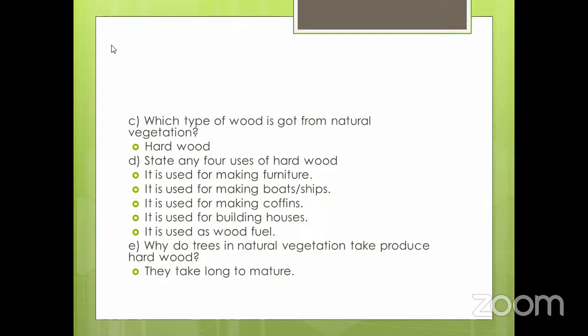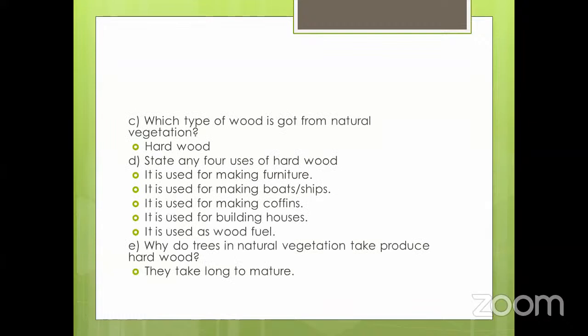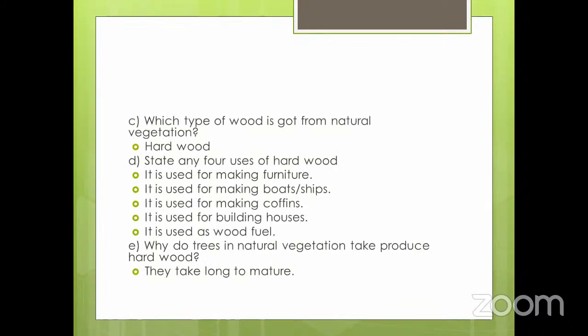Who can take us through the uses of hardwood? It is used for making furniture. Good. It is used for making boats or ships. It is used for making coffins. It is used for building houses. It is used as wood fuel. That's good. Yeah, those are the uses.